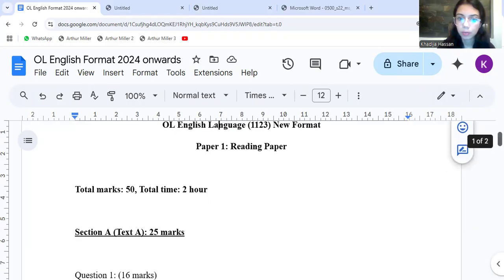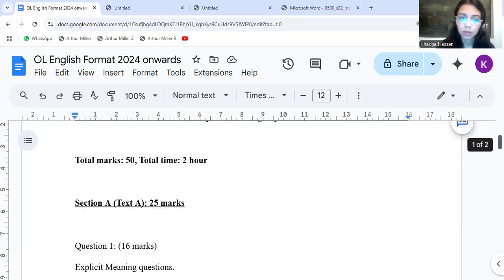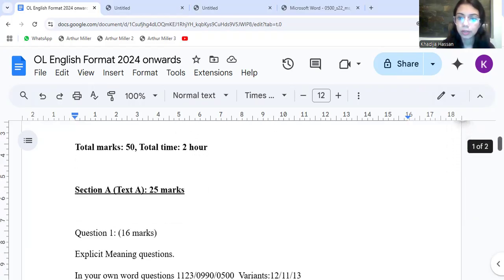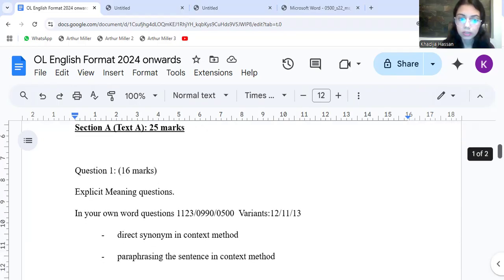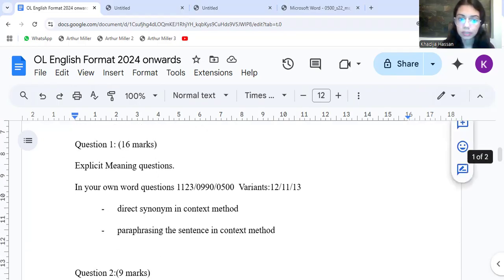We're starting off with paper 1, which is a reading paper. Total marks for this paper are 50. Total time for this paper is 2 hours. Question 1, 16 marks, total of 16 marks. These are your explicit meaning questions involving in your own word questions. So these are the codes that you can use to solve these.